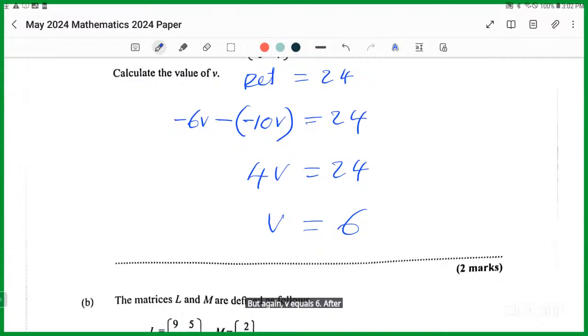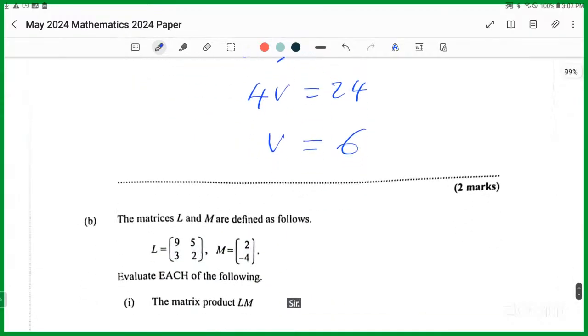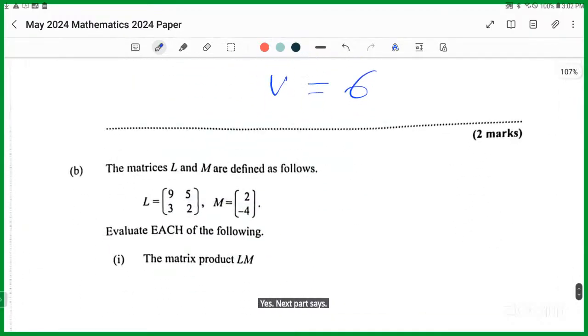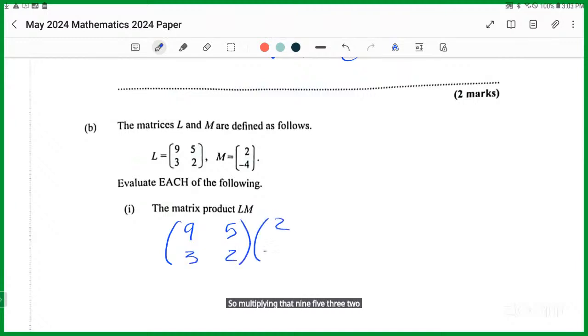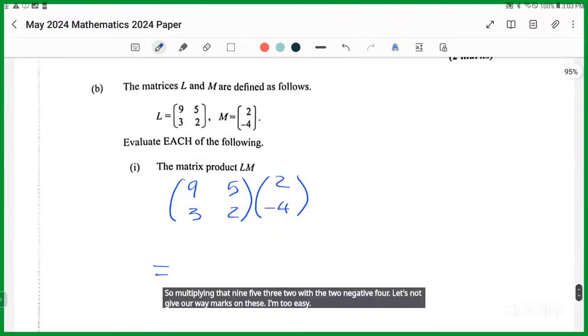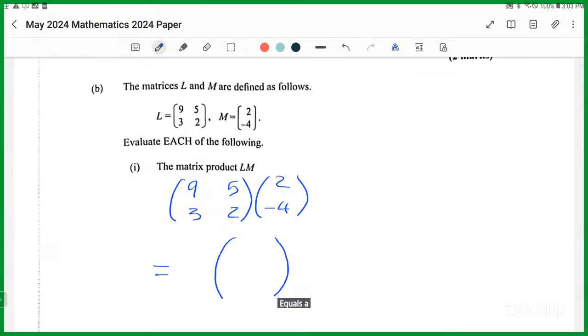Next part says, the matrices L and M are defined as these. Evaluate each of the following. Now, on the product L times M, we need to multiply these two matrices. Let's set it up. So multiplying the matrix 9, 5, 3, 2 with the column 2, negative 4. Let's not give away marks on these. They're too easy. It equals a column matrix with two values.